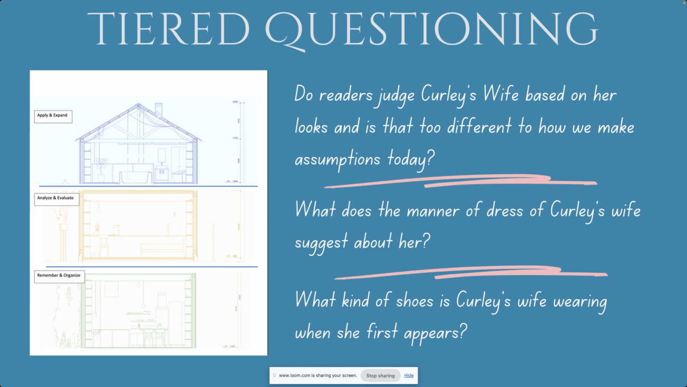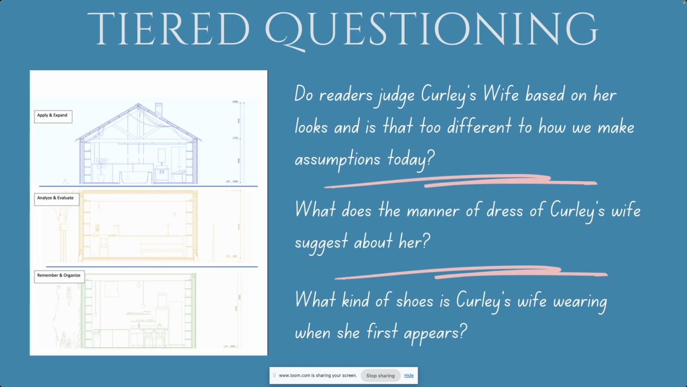Simple recall questions that can be easily answered in a couple words of fact go at the bottom, or the first tier, or the basement of the house on the sheet. Questions that involve a little bit more analysis, they might have a more complex answer, go in the middle. And finally, at the top, the apply and expand questions are the questions that not only delve into the subject matter, but then ask what does that subject matter have to do with the student's life or the student's reality.